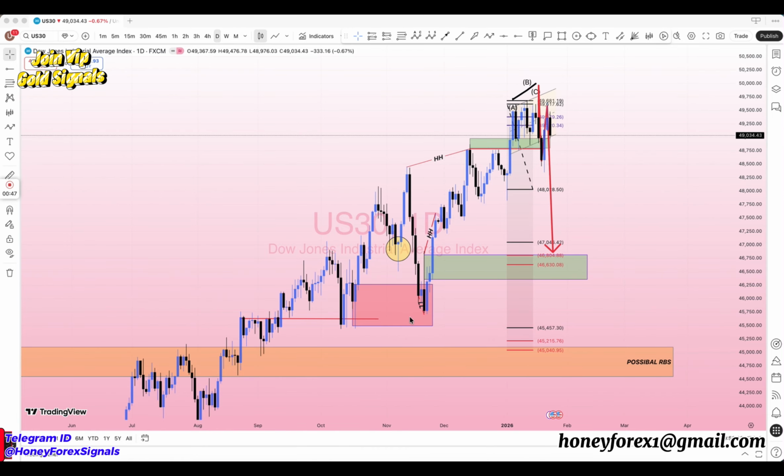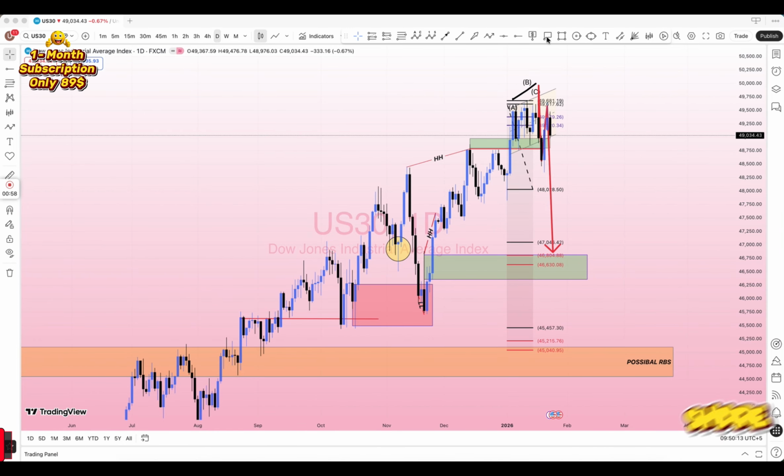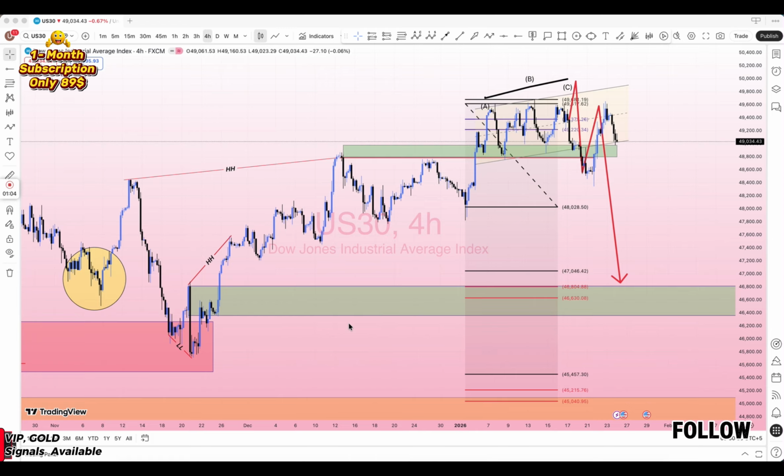If we apply Fibonacci here from high to low, this was our FBG buy zone. But now we look at the smaller time frame, H4. What is happening in the market and how does the market work? This is our H4 chart. Look here: high, high, high, low.